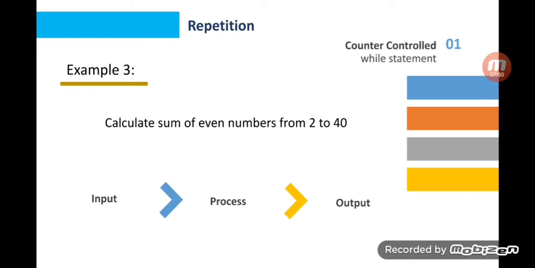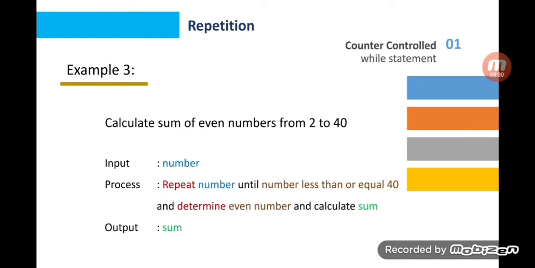Calculate the sum of even numbers from 2 to 40. Okay, so dekat sini soalan example 3 ni pun kita dah specify what number that the program needs to calculate. Calculate the sum of even numbers from 2 to 40. Okay, so our input would be number lah. Number, and then output sum of even number, sum.